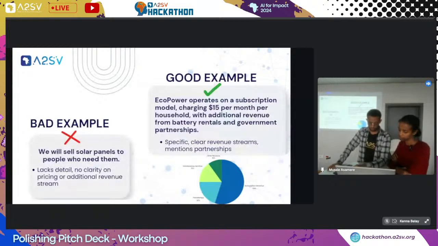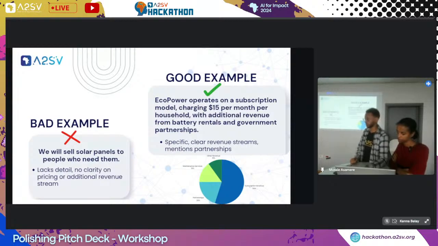So the bad example: we'll sell solar panels to people who need them. Still, there is that mention of people who need them, so it's being specific about which target audience you want to target. That's important. This specific example lacks detail. It has no clarity on pricing, and also, like I said, there is no target audience.